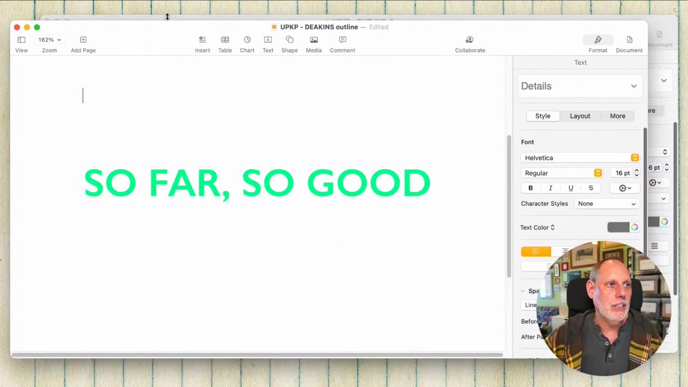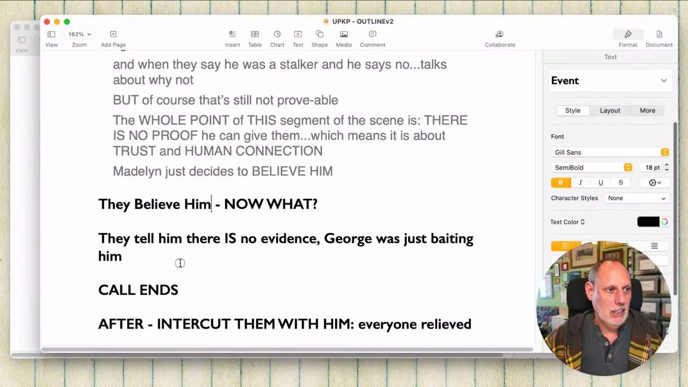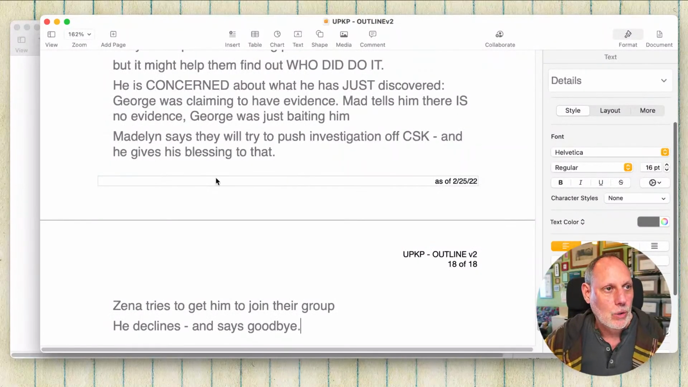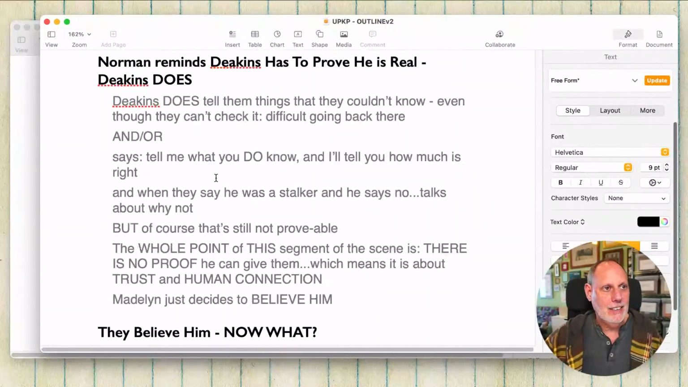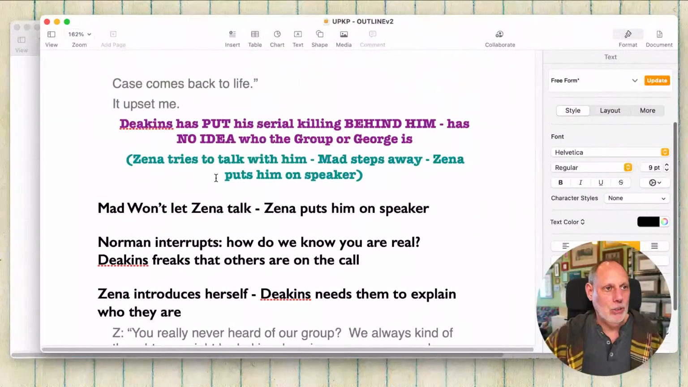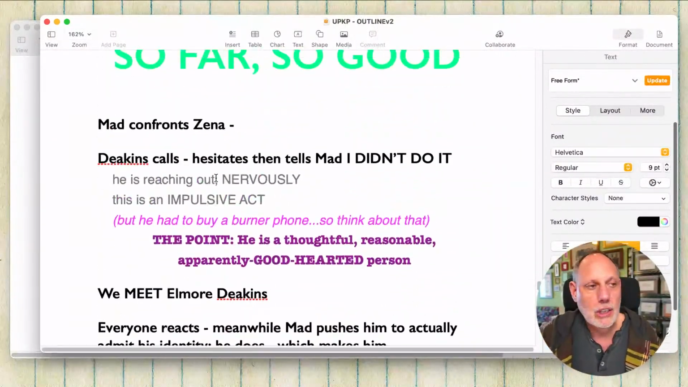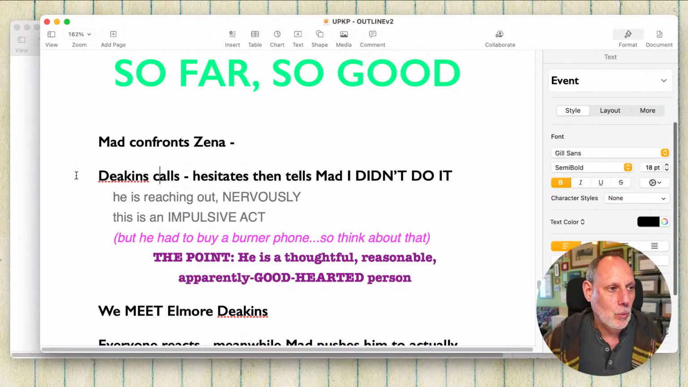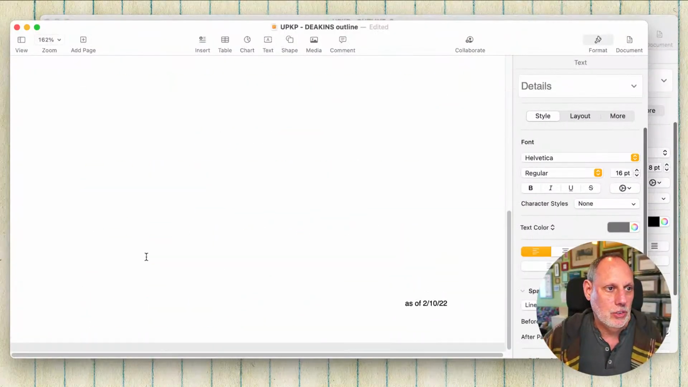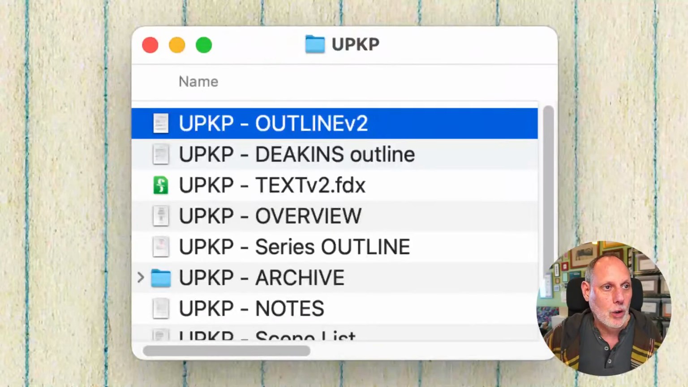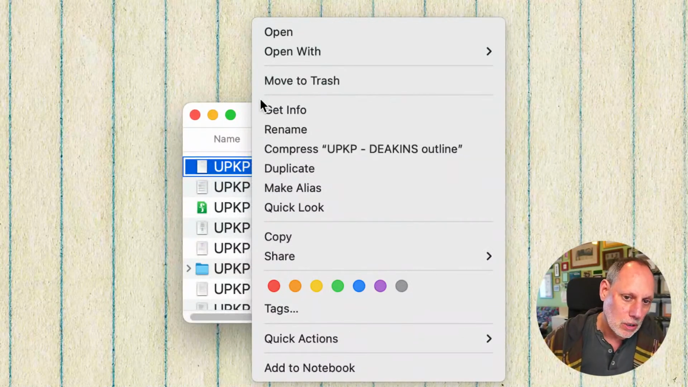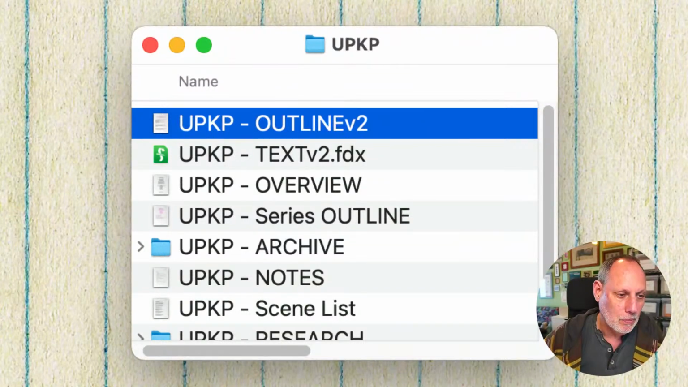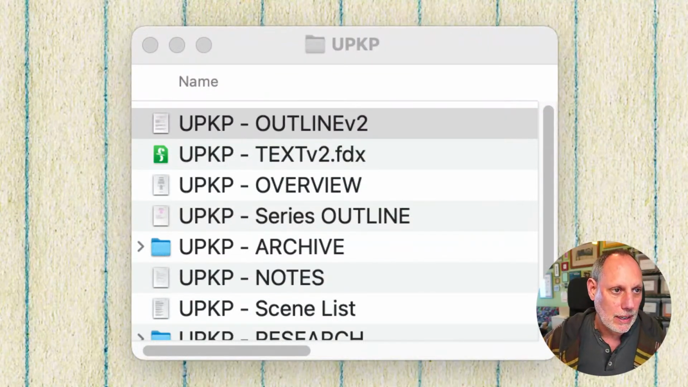So we take it out of here and we put it in here. And now everything that we have done in the Deakins outline is here in the main outline. And that's really a good thing, because look, the Deakins outline is just nothing. Okay, so I'm going to quit all of this. I'm going to take the Deakins outline and move it to the trash. Boom.